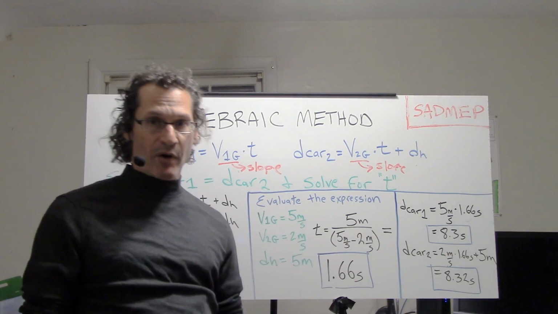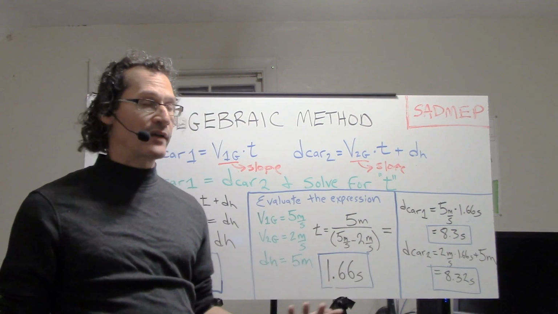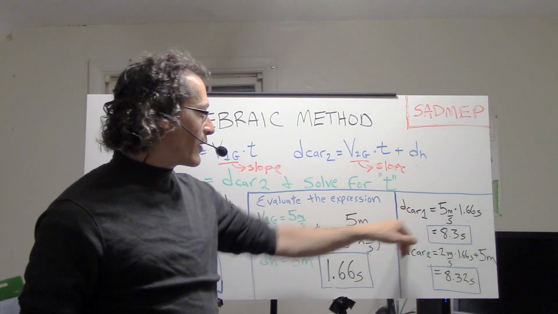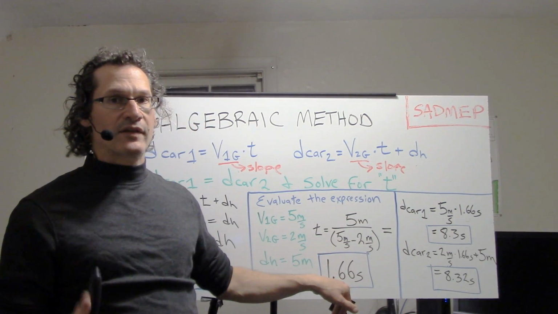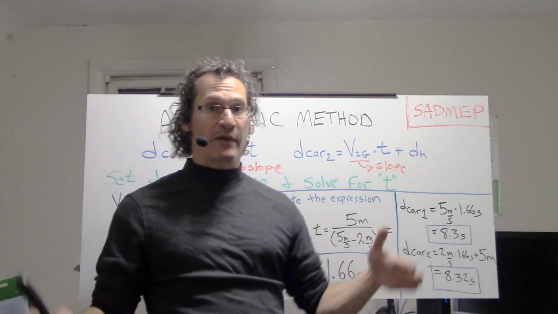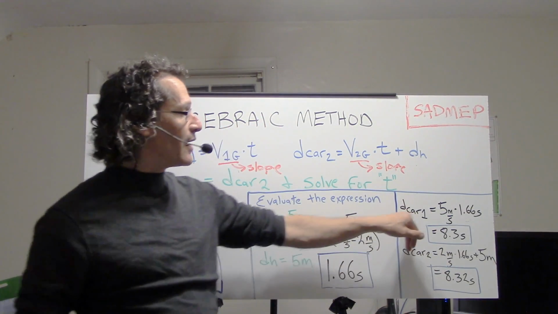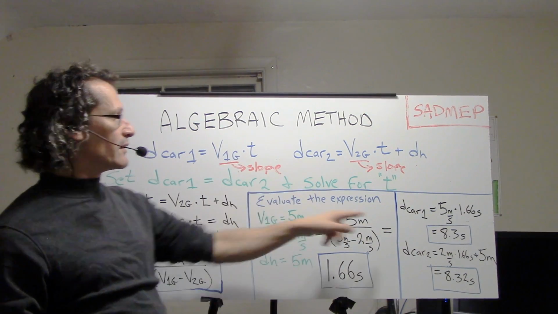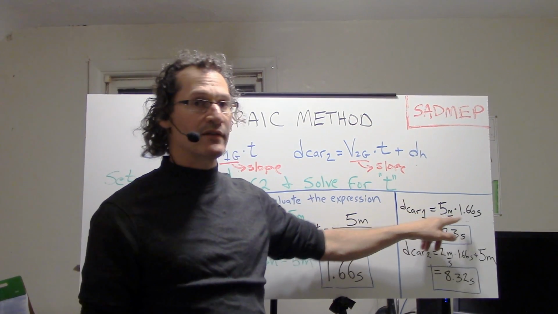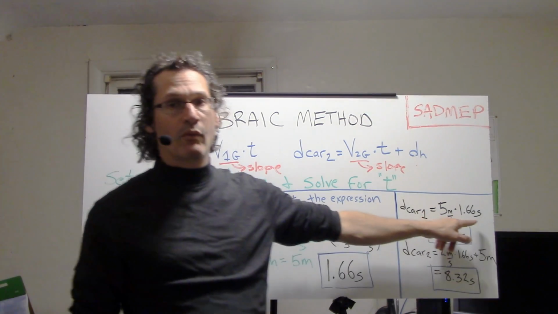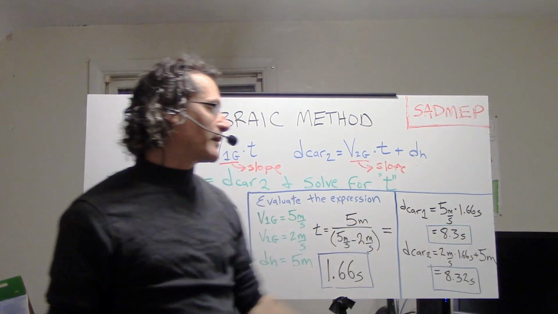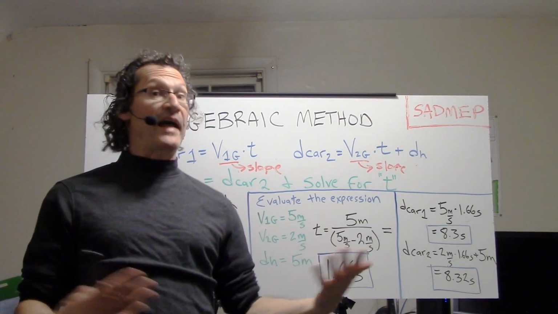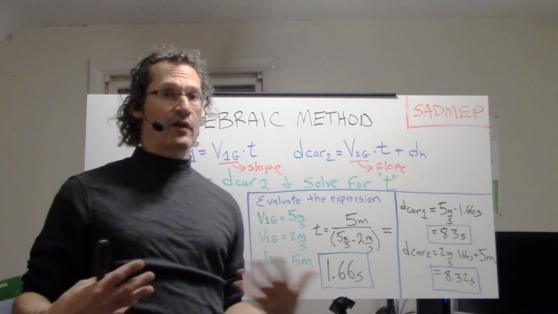Well, that's only part of the answer, because we also want the displacement at which they meet. All right, what I do is I take this 1.66 seconds, now I have a value for t that tells me when they meet. I'm going to plug it in. So for d car 1, it's v1g times t, which is 5 meters per second times this t at which they meet, 1.66 seconds. And over here, that comes out to 8.3 meters, which really matches our graphical method that we saw with Logger Pro.